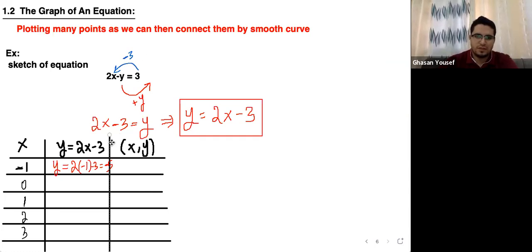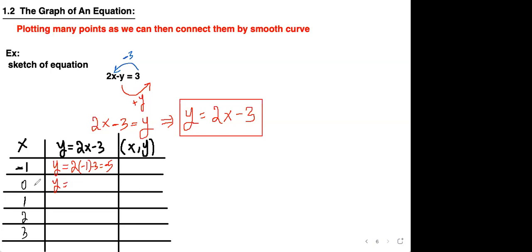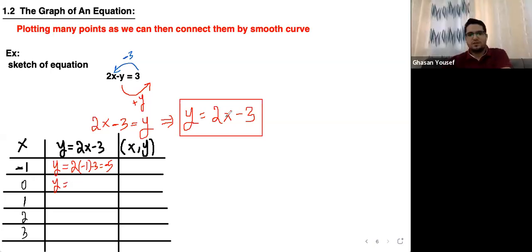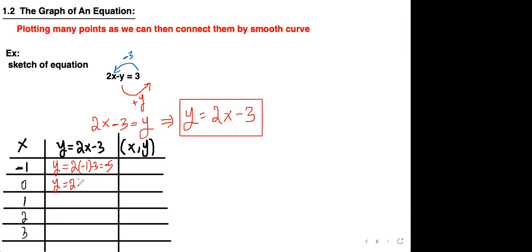Why? Because 2 times -1 is -2, minus 3 is -5. For the second point, 0, what will I get? You get -3. Plug the 0 inside this formula. So I get 2 times 0 is 0, minus 3 is -3. If you think about it this way, if x is 0, then the y-intercept is the answer in this case, which is -3.